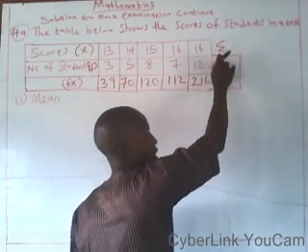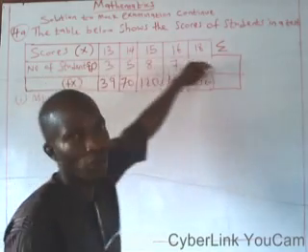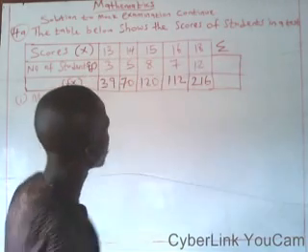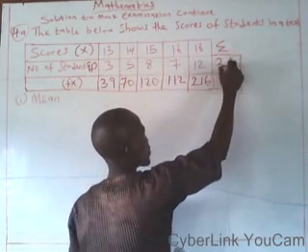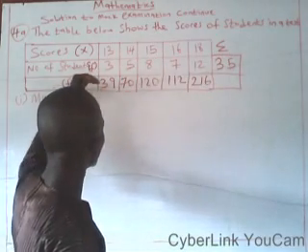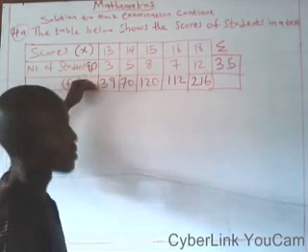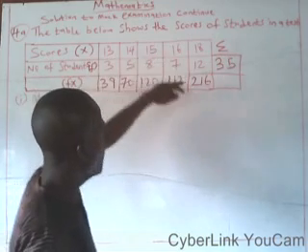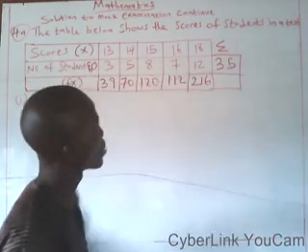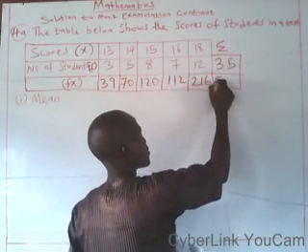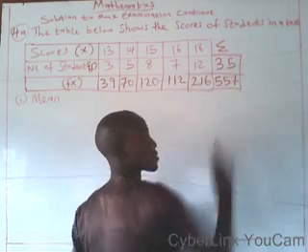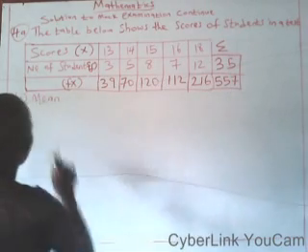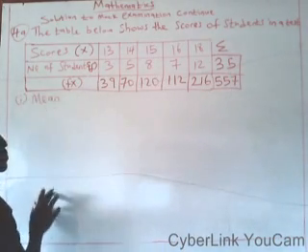Now the summation at the tail end, that is the addition of all our frequencies. If you add this up very well, you are going to arrive at 35. And at the same time, the summation of fx, the addition of 39 plus 70 plus 120 plus 112 plus 216, is going to give us 557. Now, having done that, the formula for calculating mean.